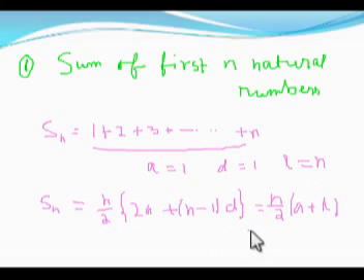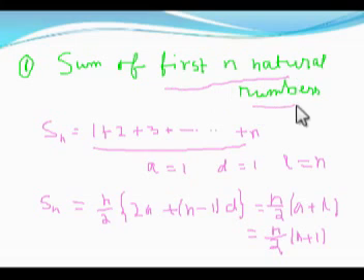So I am putting it in this form. This will be n by 2 and this will be 1 plus n, that is n plus 1. So this is our formula for the sum of the first n natural numbers. Keep it in mind, it is very easy to find. Now we will find the sum of the squares of the first n natural numbers.